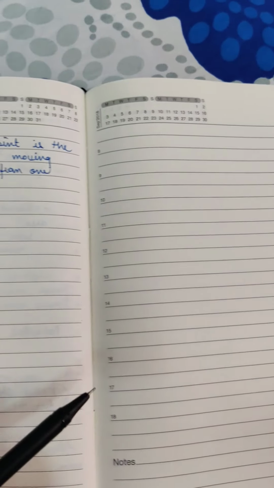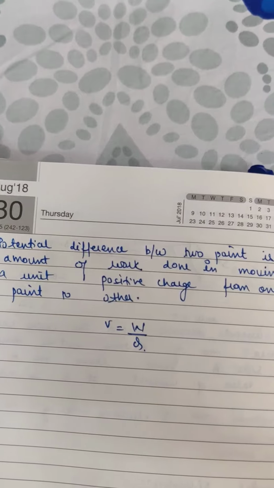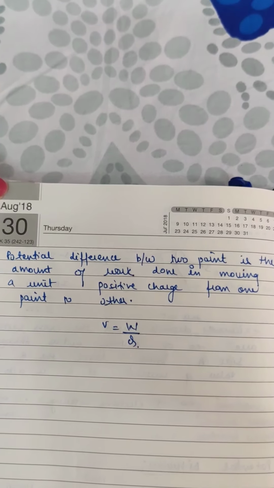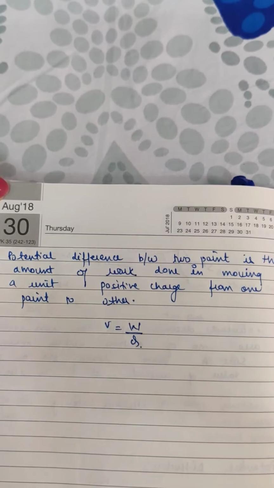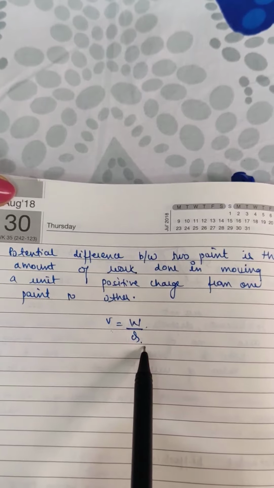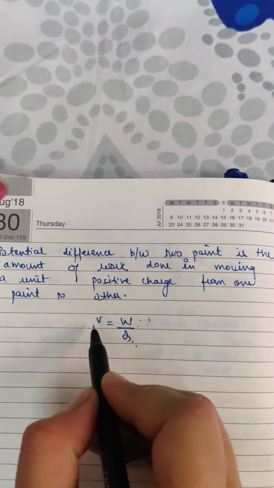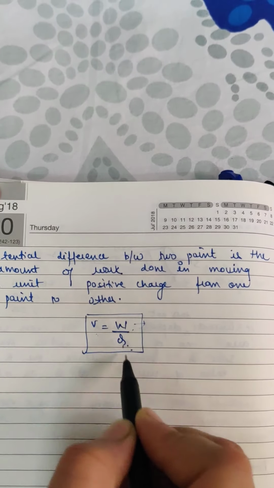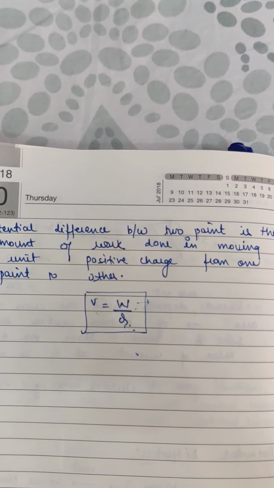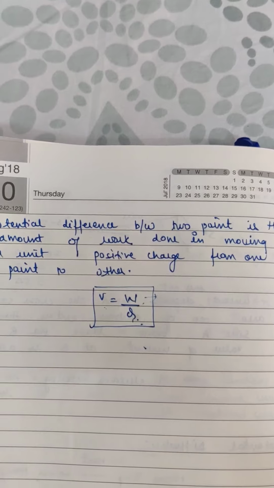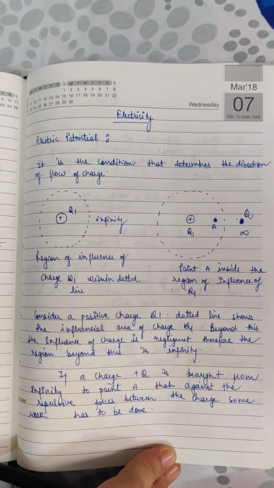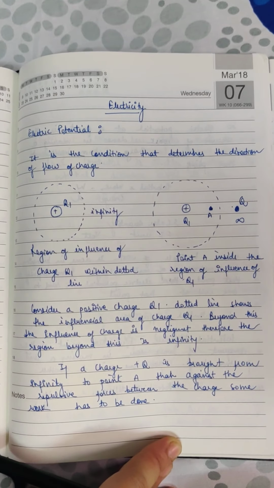So we can say that the potential difference between 2 points is the amount of work done in moving a unit positive charge from one point to another, and it is represented by W by Q, where W shows the work done and Q shows charge. So this potential difference is equal to the work done per unit positive charge.